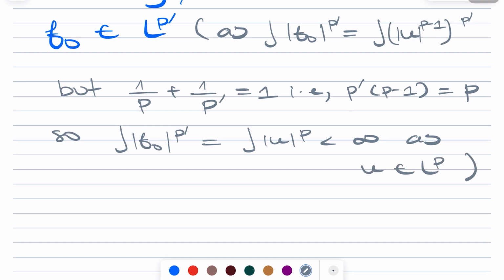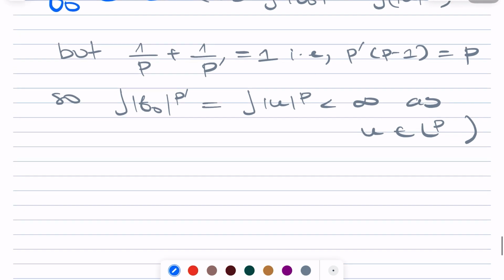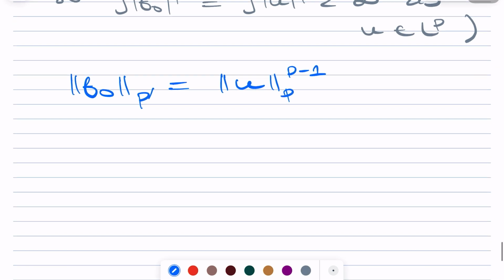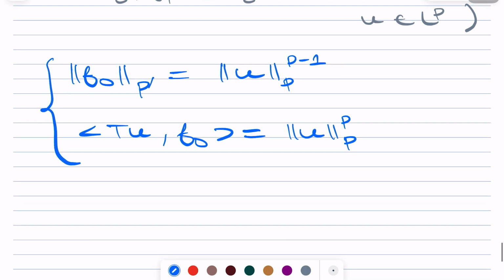So f0 is actually in L^p', so this is true. And the L^p' norm of f0 is equal to the L^p norm of u to the power p minus 1, and the dual pairing between Tu and f0 is equal to the norm of u to the power p. Those are just basic computations.